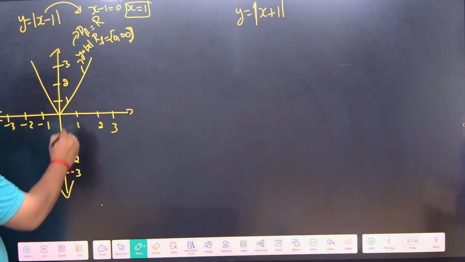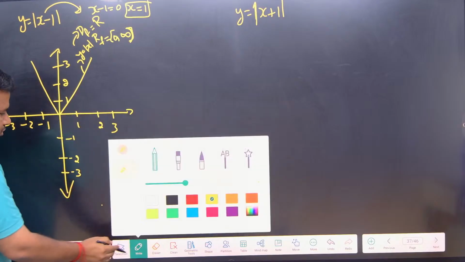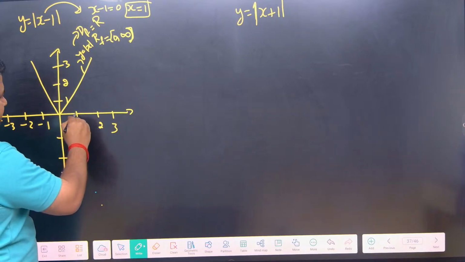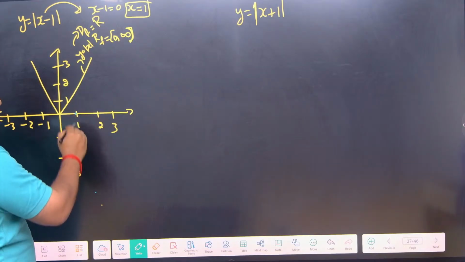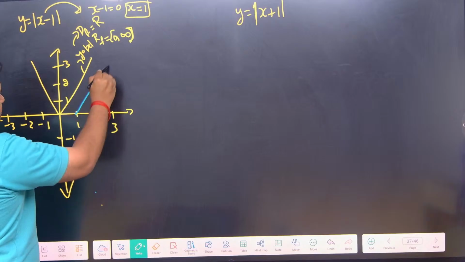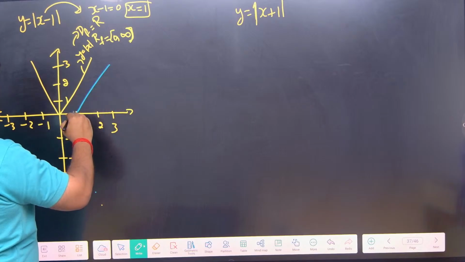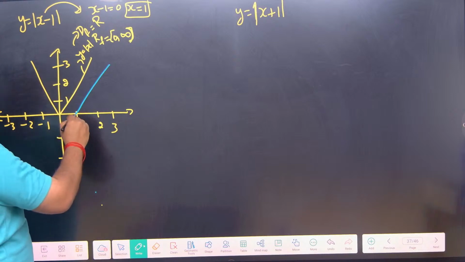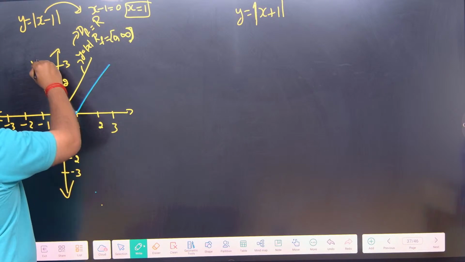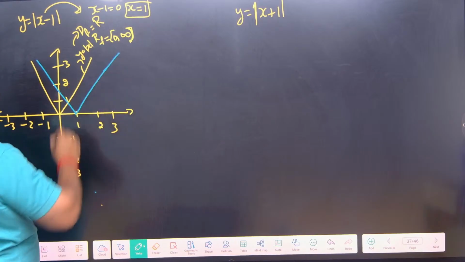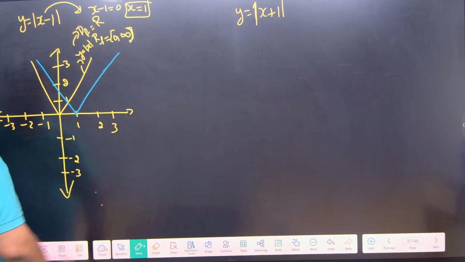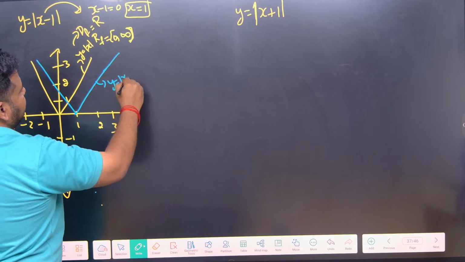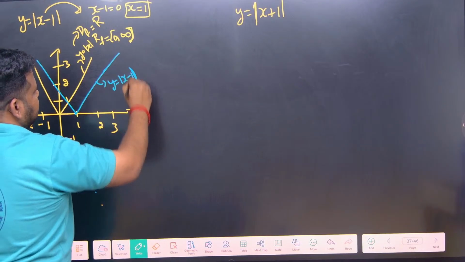So that is this point. The graph y is equal to mod of x minus 1 will start from here, like this. It goes like this. This will be the point. So what is the graph? Y is equal to mod of x minus 1. This is the graph we are having.